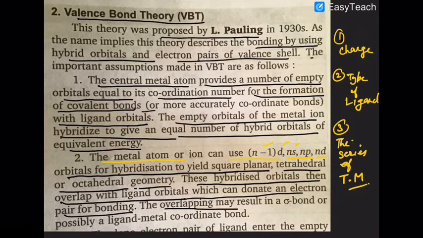The overlapping may result in a sigma bond or a metal-ligand coordinate bond. Actually, in most cases sharing does not happen; donation happens. The metal orbitals undergo intermixing to give a hybrid orbital. Those hybrid orbitals will accept the lone pair of electrons from the ligands. I am repeating once more: those metal hybrid orbitals will accept the electrons from the ligands.